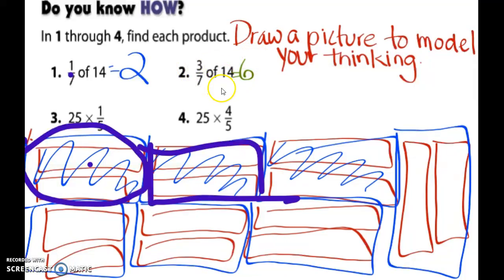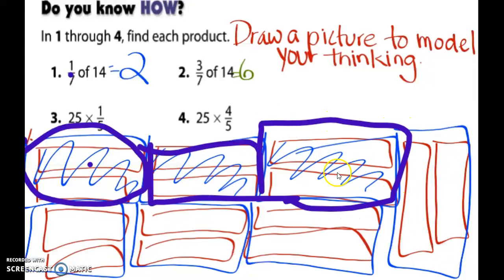Now, if we do the same thing here for 3/7 of 14, we have the same red boxes that we drew, okay? And we need 3 sets. So if we do 3 sets, you can see we have 2, 4, 6 boxes in the set of 14, which makes 3/7 of 14 equal 6.